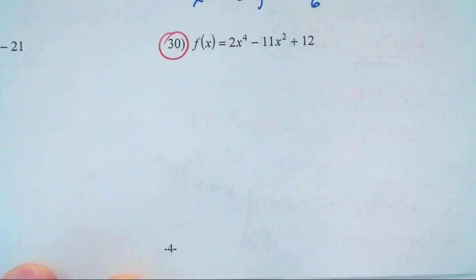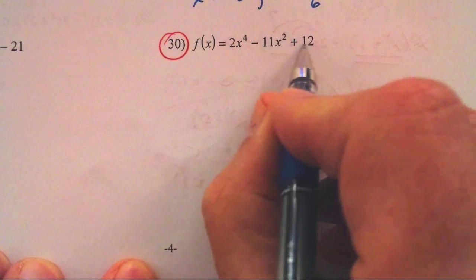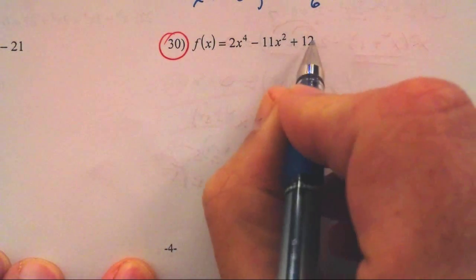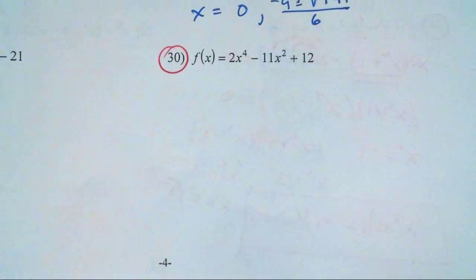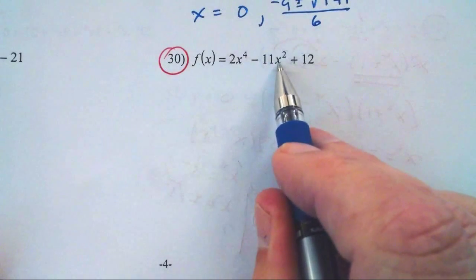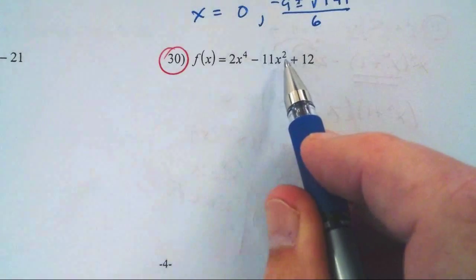Number 30. I can't factor anything out. 2 and 11, can't take the numbers out, can't take x's out of everybody. So how do we handle this? Have we dealt with to the fourths before? If this was x squared and plain old x, it'd be a quadratic, and we could do our factoring thing or our quadratic formula.